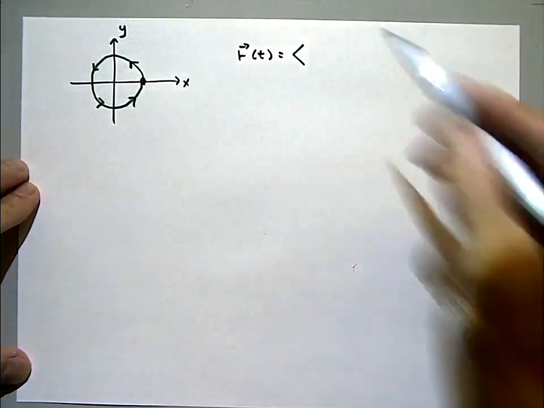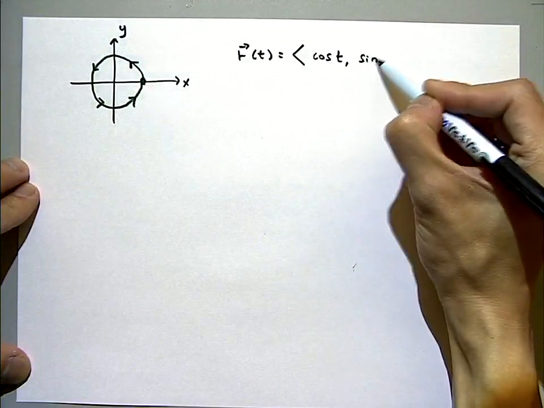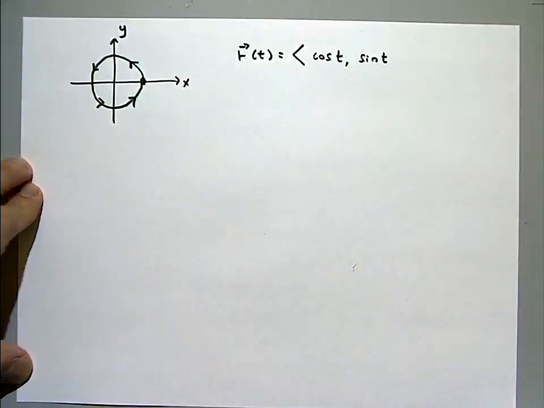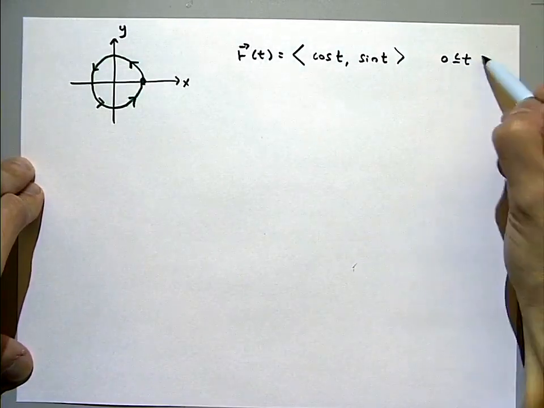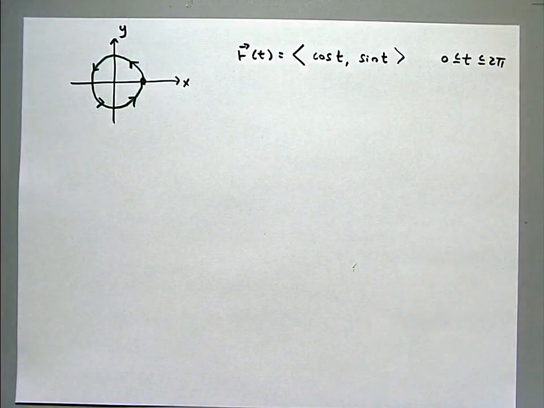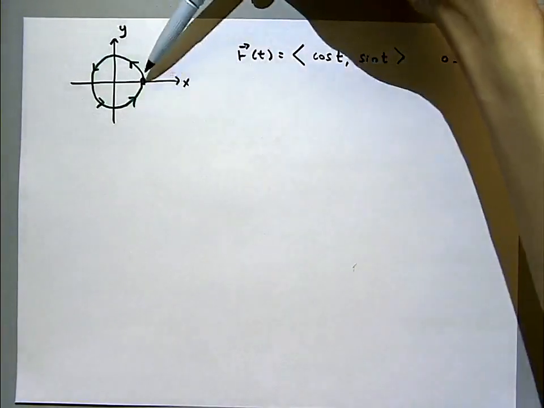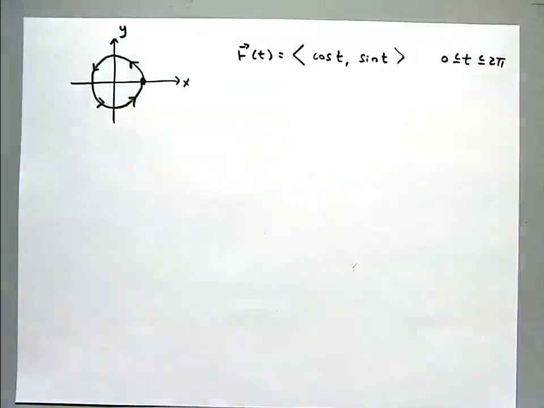If we assume that, then parameterizing this is pretty simple. We're talking about a circle, so cosine and sine will do the job for us. And we'll just let t go from 0 to 2 pi. T equals 0 puts me here. T equals 2 pi puts me back here. So that completes my one loop in the counterclockwise direction.